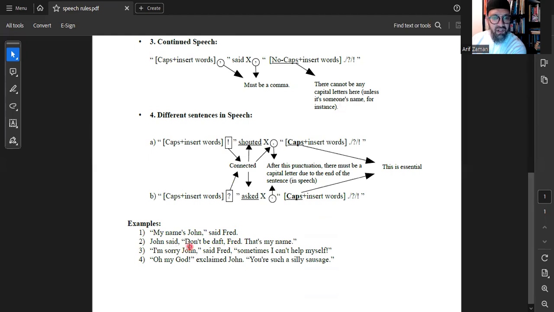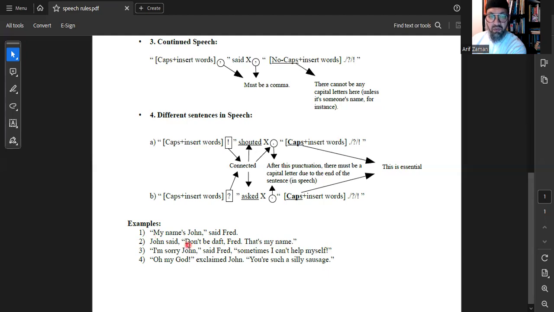Notice the capitalization of don't, because in terms of what is being said, that's the first word. Don't is the first word, and you have to capitalize the first word of whatever anyone is saying. Over here, number 1, when it says my name is John, the word my is the first thing that Fred said, and that's why M has to be capital.